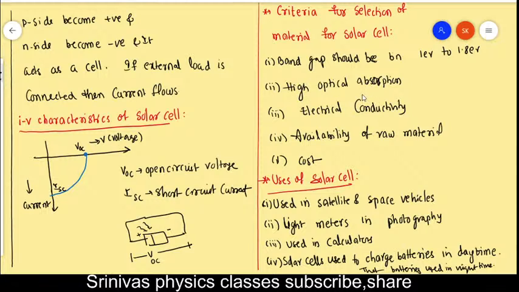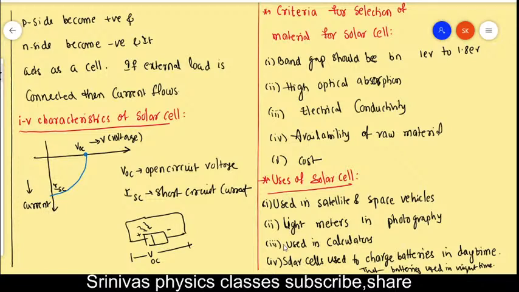And high optical absorption: more light should be absorbed, then more electron-hole pairs are generated, then more voltage will be generated. Electrical conductivity should be high. And availability of raw material: to make the solar cell, raw material should be available. Cost also. These are all the criteria we have to check during the selection of the material for the solar cell.